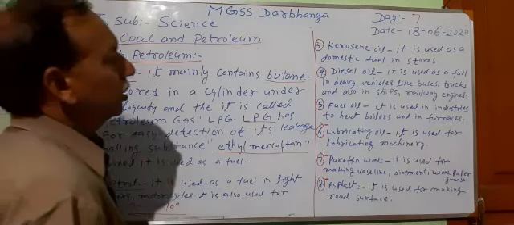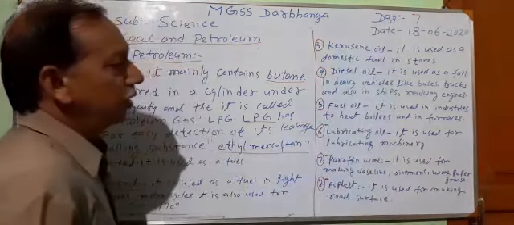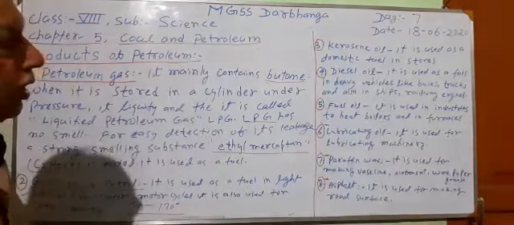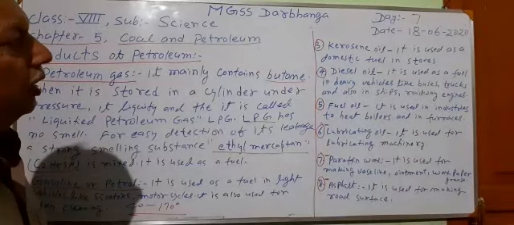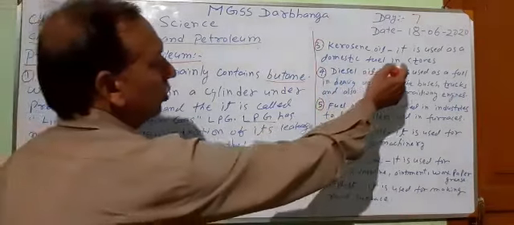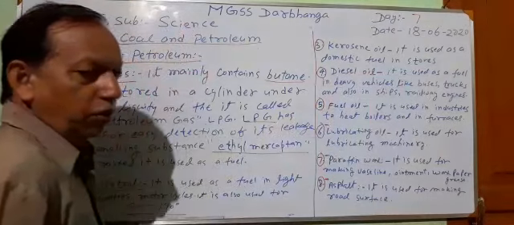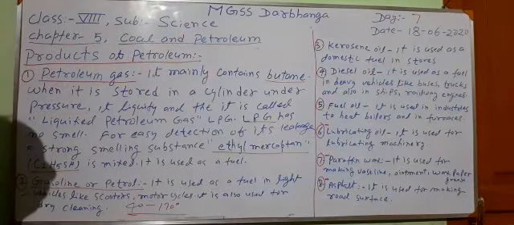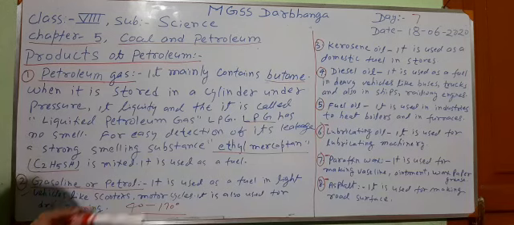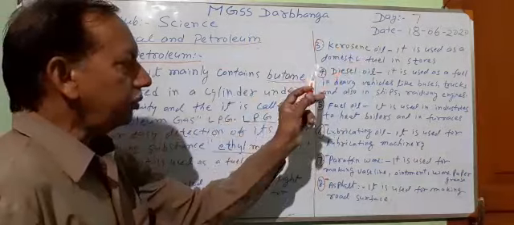The third component is kerosene oil. Kerosene oil is a very common thing. We all are aware of it. It is used as a domestic fuel in a stove, and for domestic use we use different types of stoves. One is the wick stove and the other is the pressure stove. In both types of stove, kerosene oil is used.